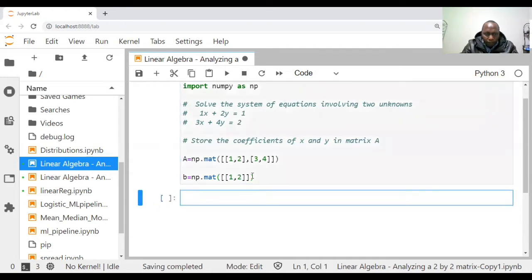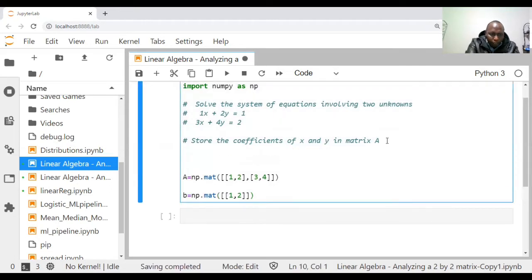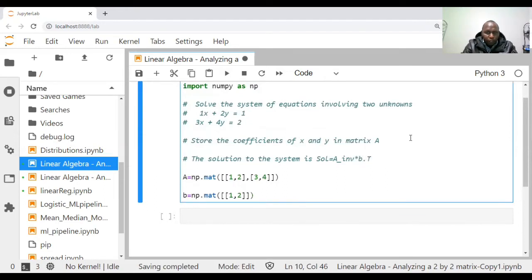The next thing we're going to do is to follow the procedure that we outlined. So the first thing we're going to do is to find the determinant of matrix A. But before I do that, let me point out that the solution to the system is, let's call it sol, which is equal to A inverse times the transpose of matrix B.